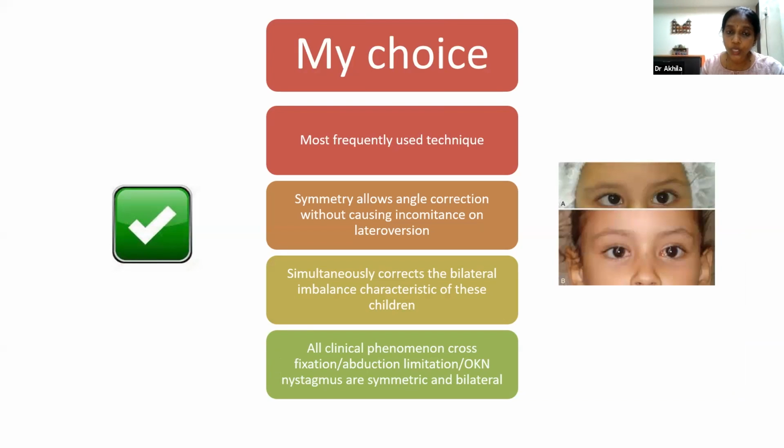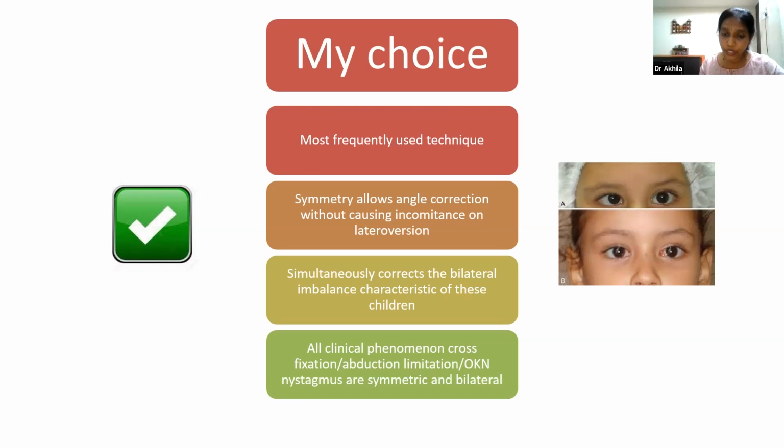Now, if you look at the choices that you have, or the alternatives to a bimedial recession, the most frequently preferred technique would be by and large a bimedial recession. The reason being, this is a symmetrical procedure. So always symmetry allows angle correction without causing any incompetence on lateral versions. And this simultaneously corrects the bilateral imbalance, which is so characteristic of all these children with an infantile esotropia.